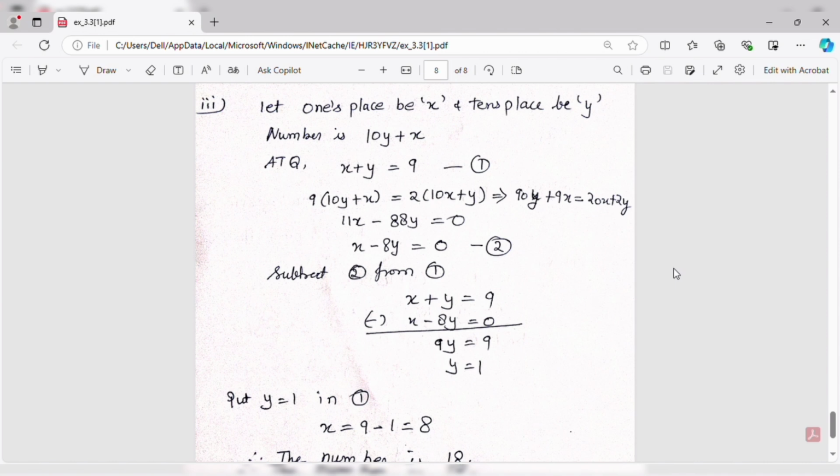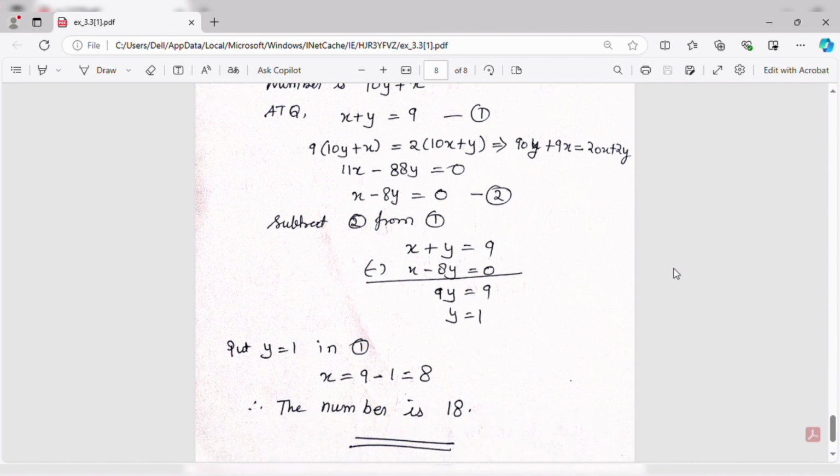According to question, x plus y is 9. This is our first equation, and then 9 times the number is equal to twice the number obtained by reversing the digits. From this we will get our second equation, which is x minus 8y equals 0. Subtracting second equation from first, we will get y as 1 and x as 8. So the number would be 18.